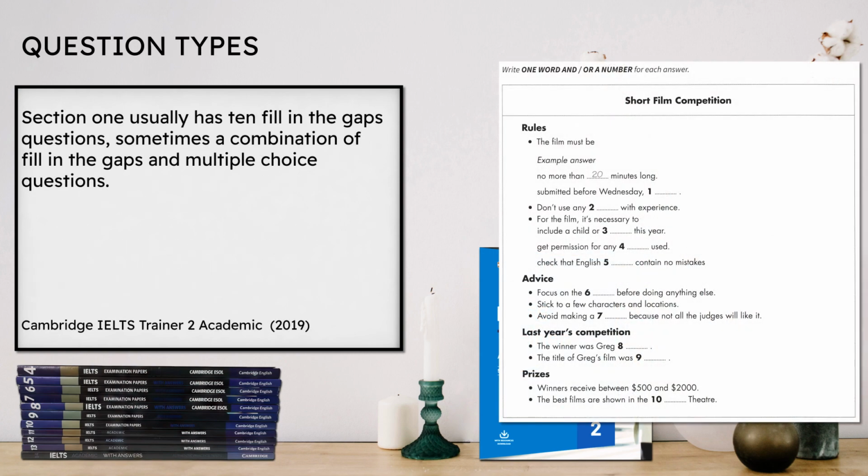Question types. Section 1 usually has 10 fill-in-the-gaps questions. Sometimes it can have multiple choice questions, so you might get a combination of fill-in-the-gaps and multiple choice questions, but usually it's just 10 fill-in-the-gaps questions.